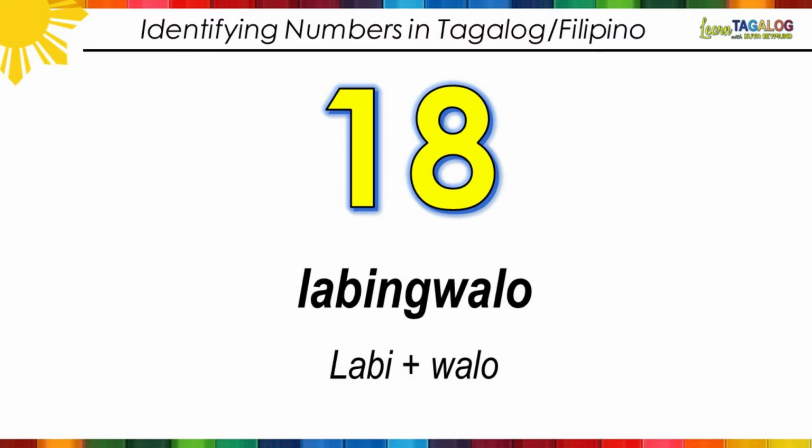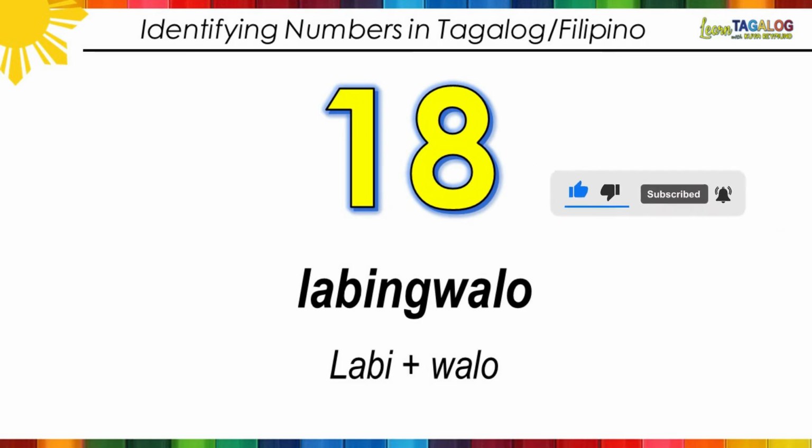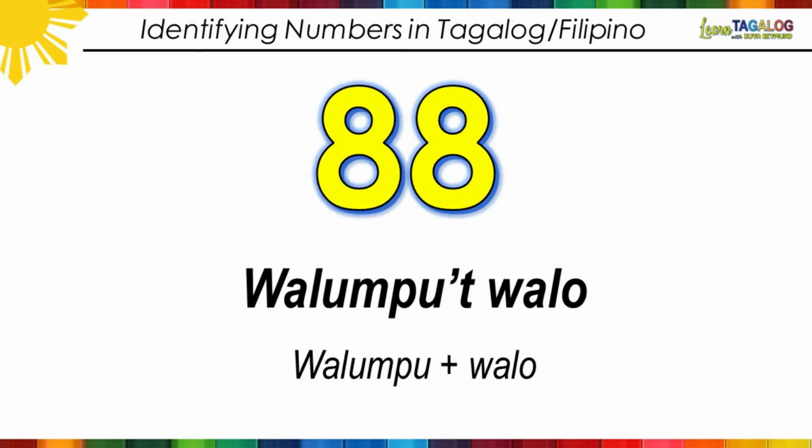Let us have the first one. The first number is 18. When we say 18, you will be using labi for numbers 11 to 19. And to say 8, that's walo. So that would be labing walo. We use the connector ng. Labing walo.